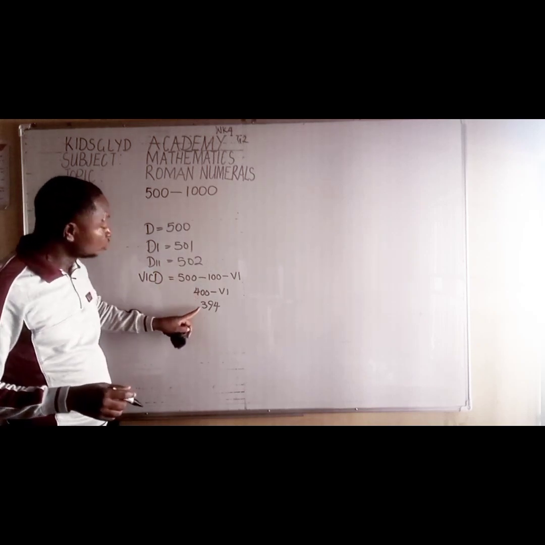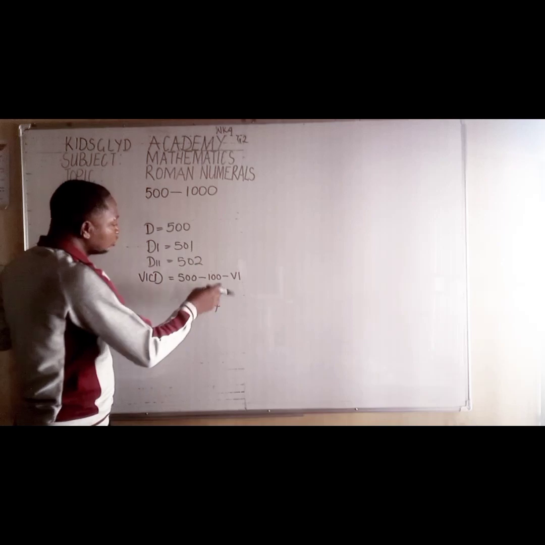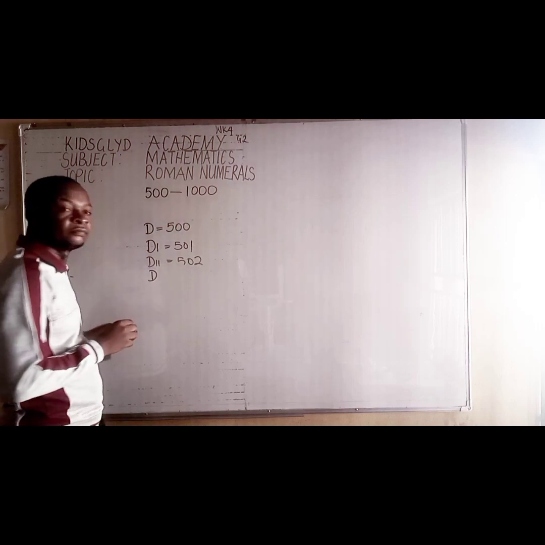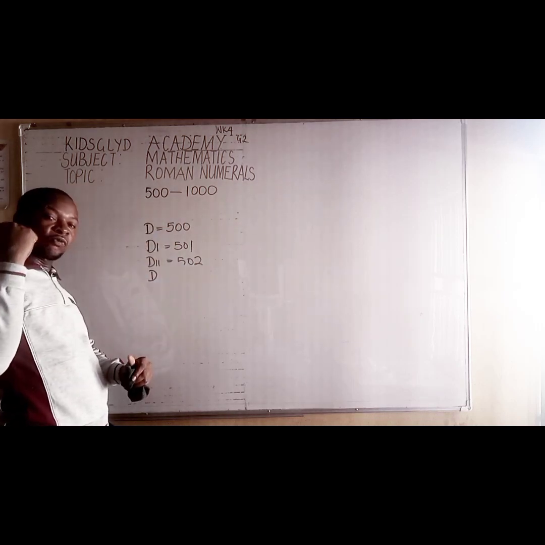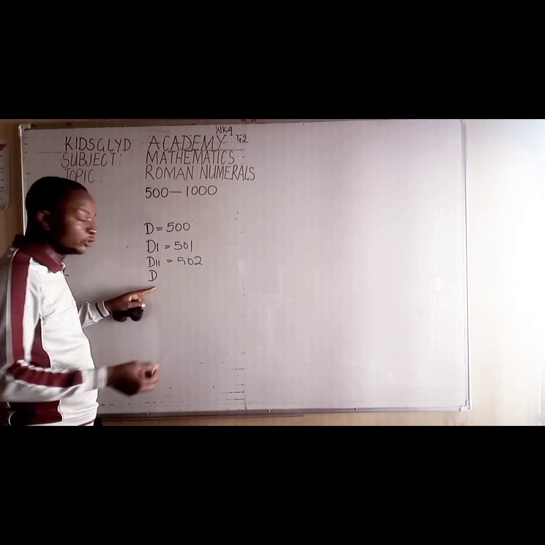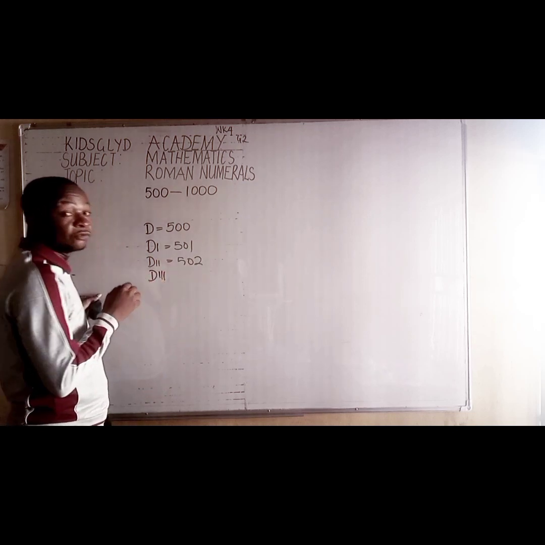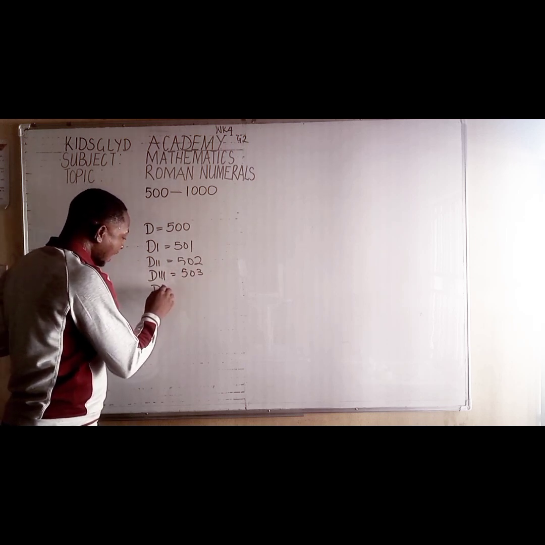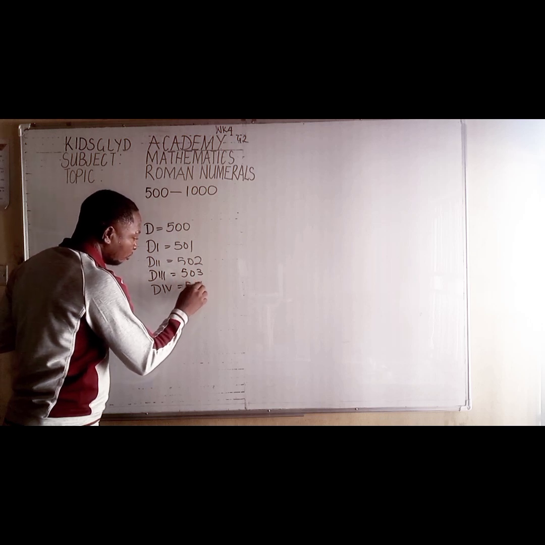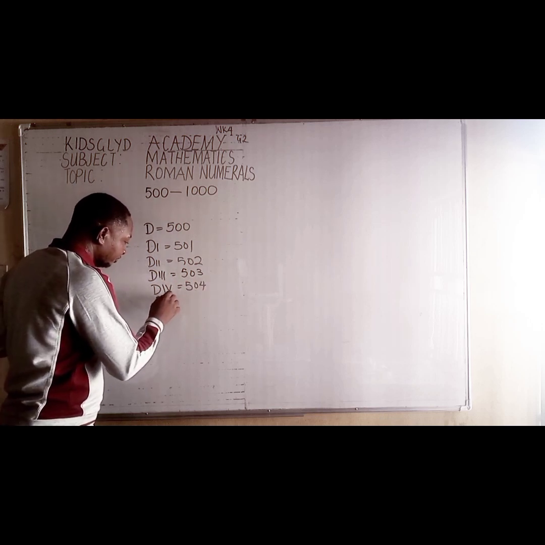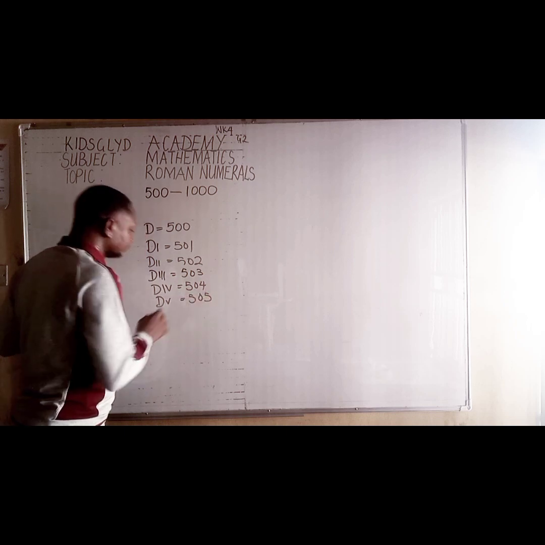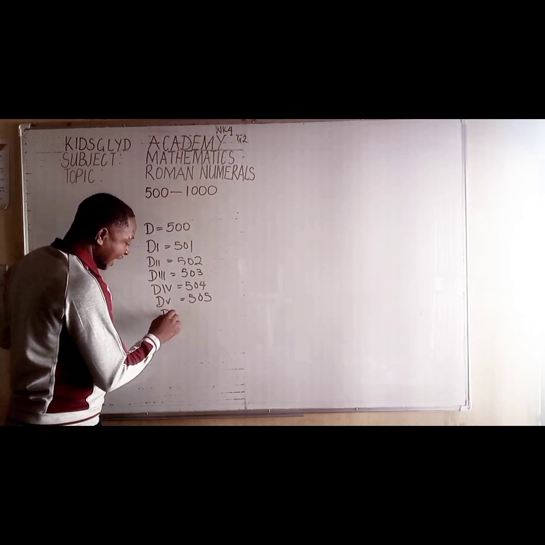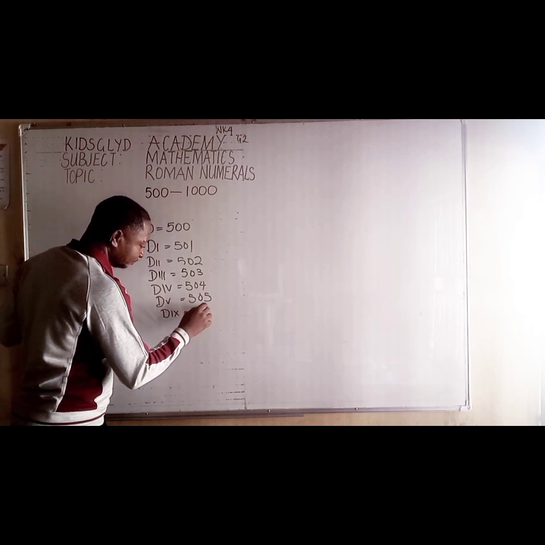So if this will give us 394, that means for us now to get 504, we get our 500 first. Now we are not counting backwards, we are counting forward. Since this is 500, DIII is for what? DIII, this is 503. D again, IV is 504. DV is 505. The process continues. Now, if we want to write 509, we'll write DIX, which is 509.